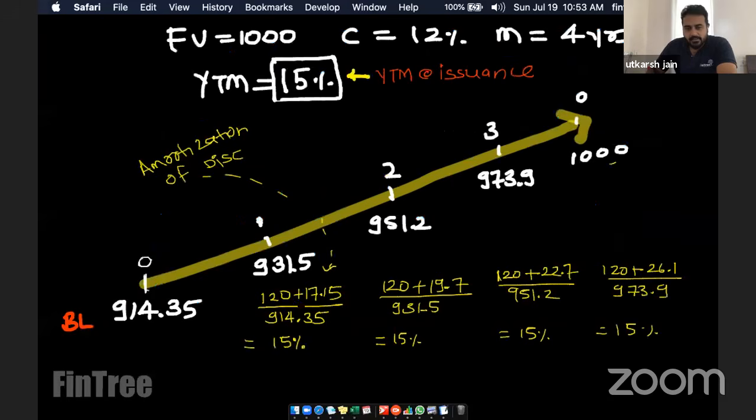So what is my interest expense for the first year? 120 plus 17, 137. 120 plus 19, 138. So this is one way of doing it: take the coupon amount, add the discount amortized.